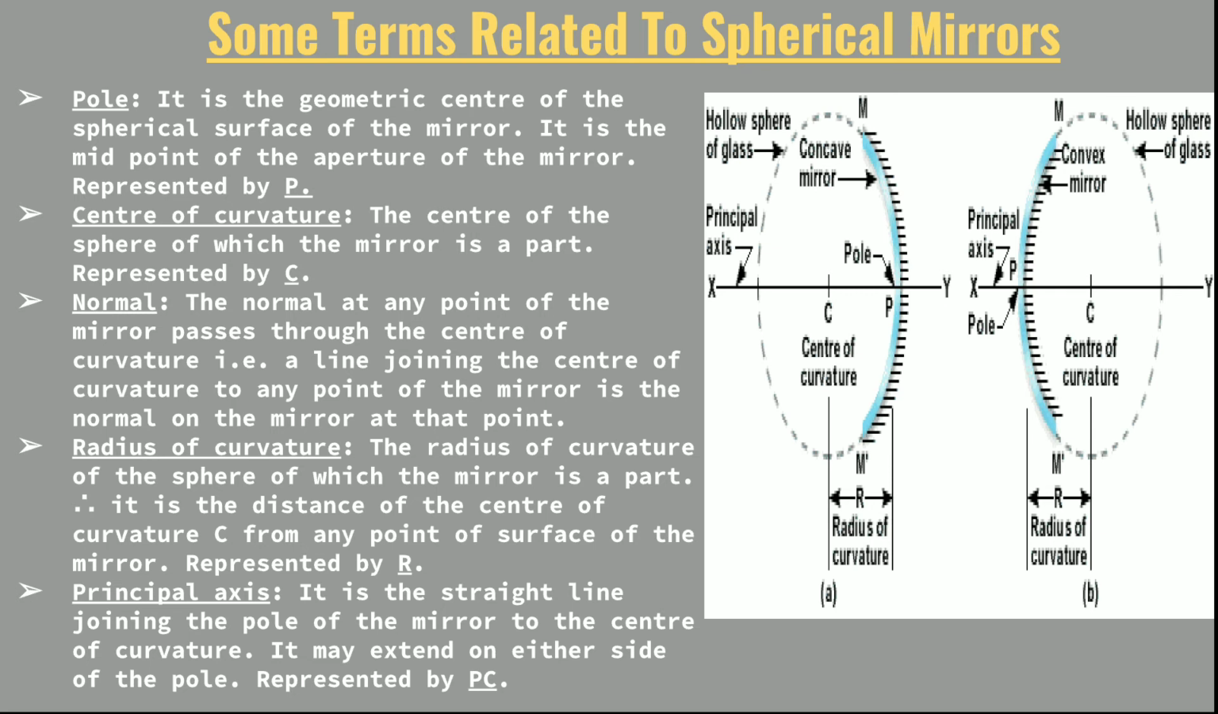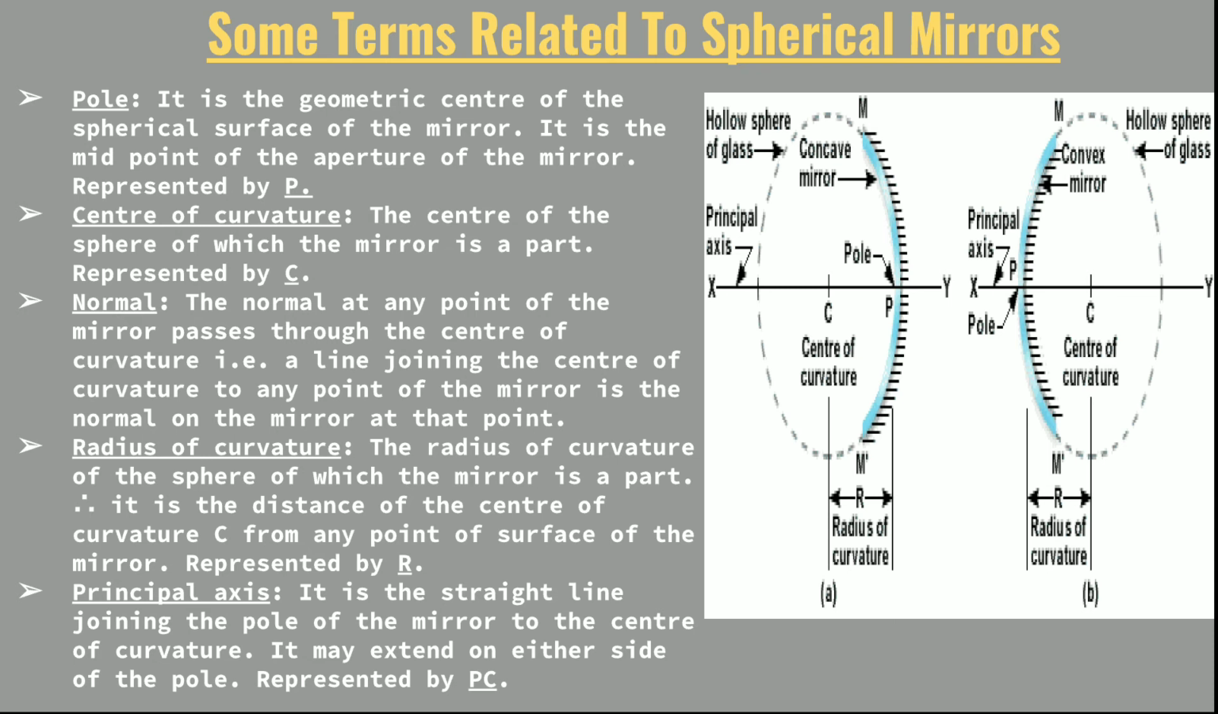Now the center of curvature, the center of the sphere of which the mirror is a part, is represented by capital C. Then, the normal at any point of the mirror passes through the center of curvature. The line joining the center of curvature to any point of the mirror is the normal on the mirror at that point.